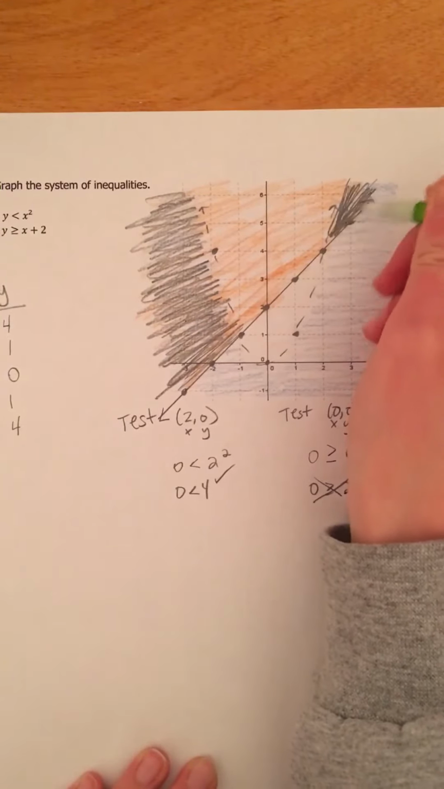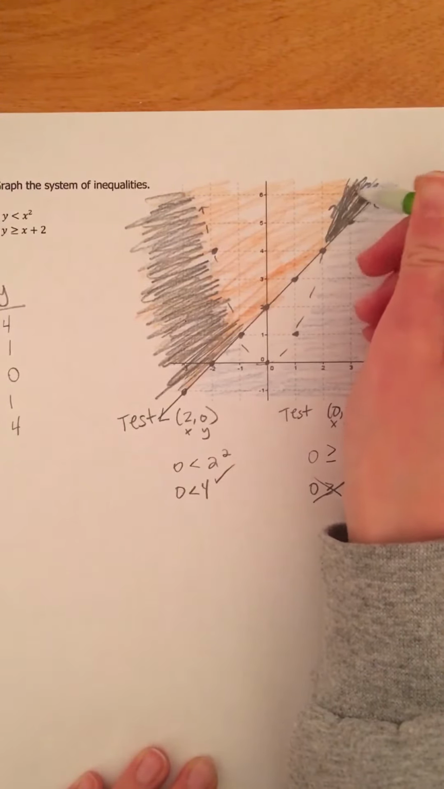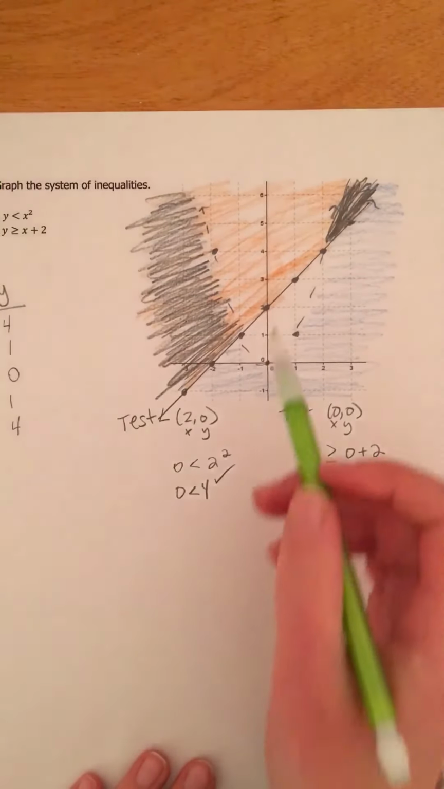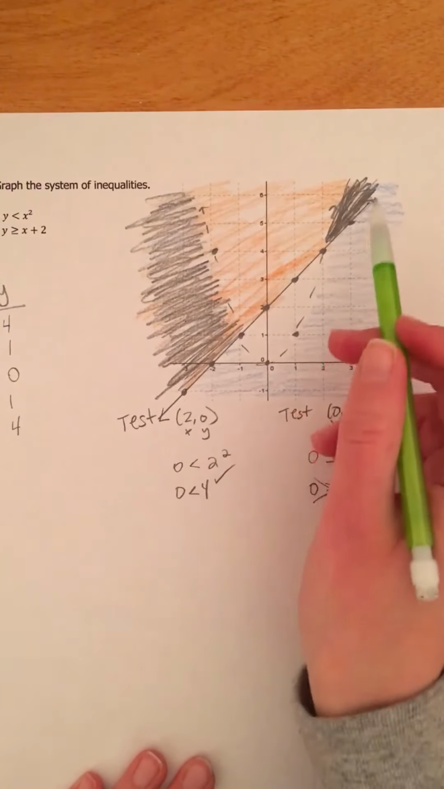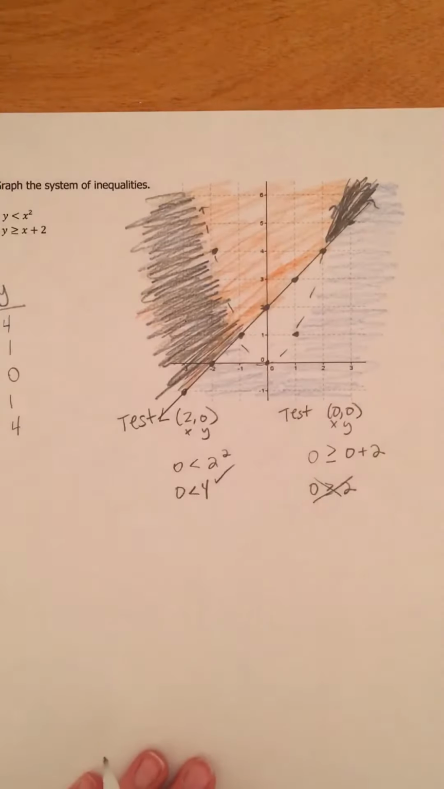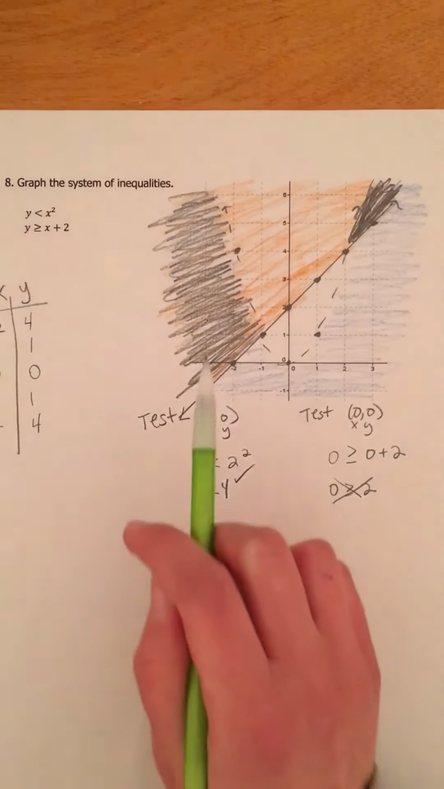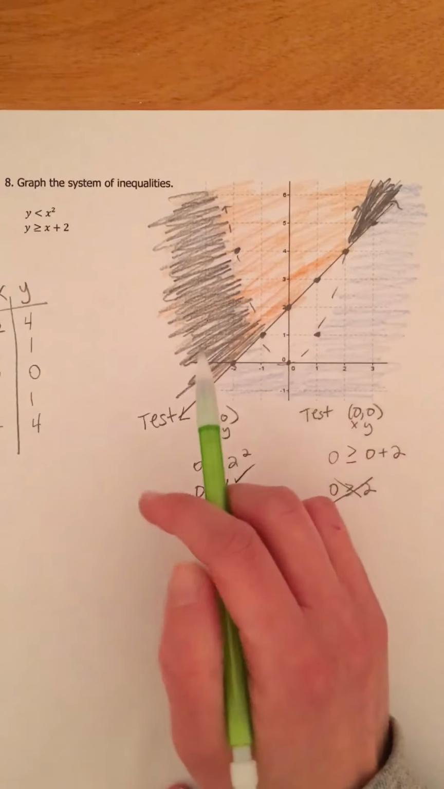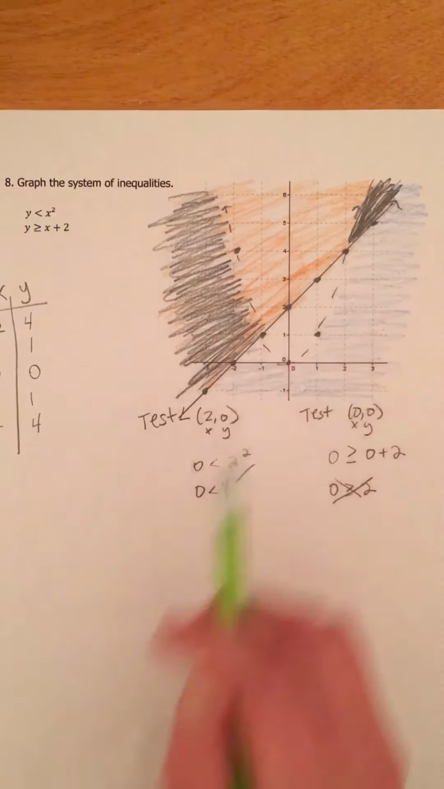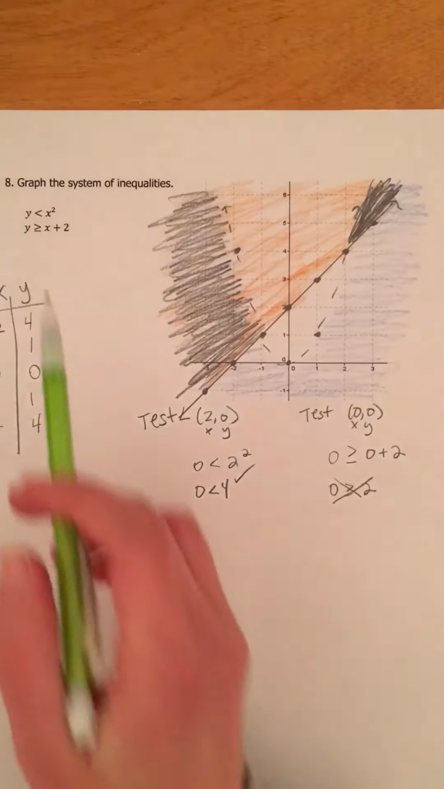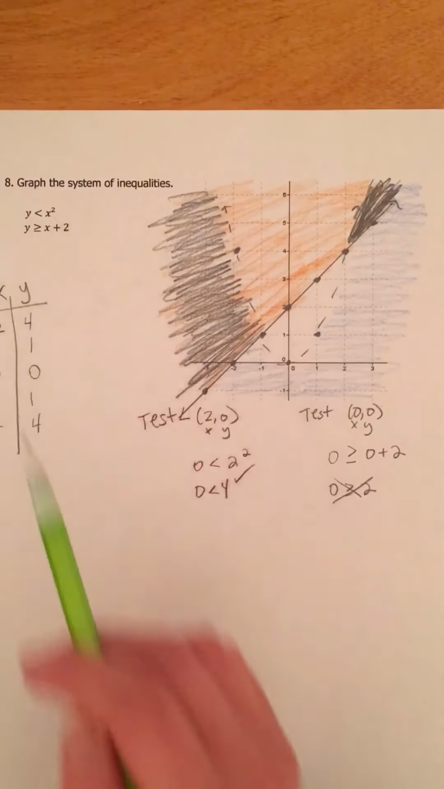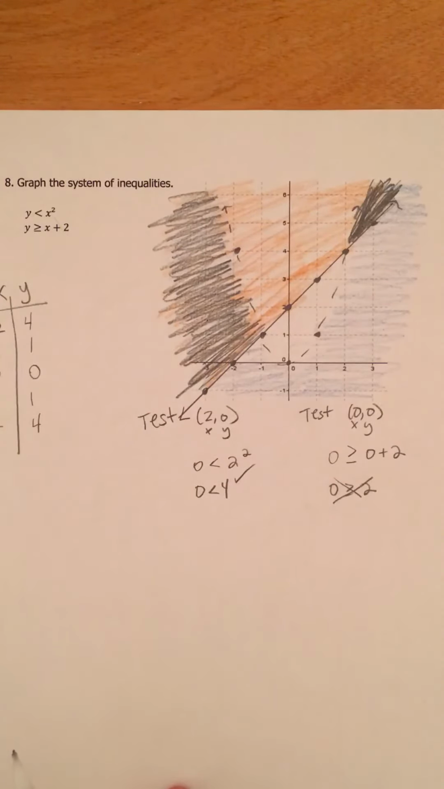So make sure you make your graph extend long enough, especially when you're doing the lines. Don't just do 2 or 3 points. Make sure you go the whole length of that graph so you can see if there's more than one spot where they overlap. These 2 spots mean if you plug in a point from there, it would satisfy both of these inequalities. Okay, so that's how we shade, and that's how we graph a system of inequalities.